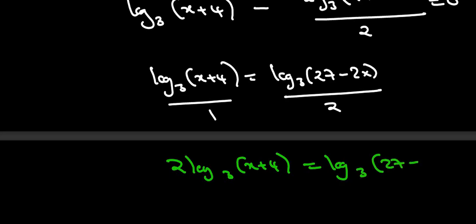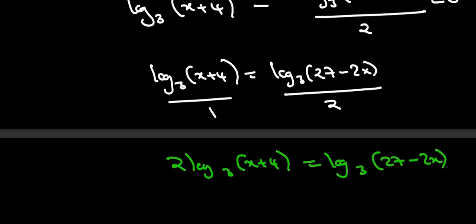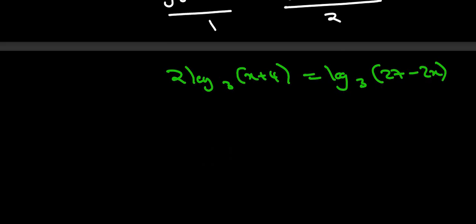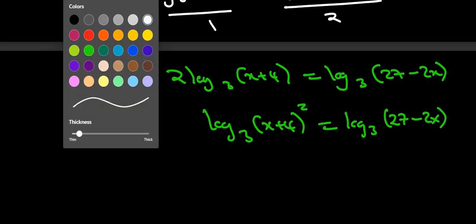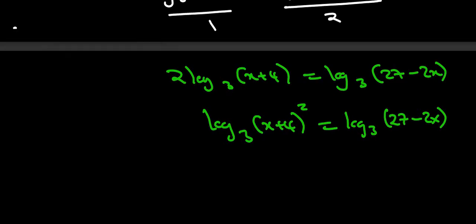Then we have 27 minus 2x. This is now going to give us, we can take the 2 on the other side, it becomes the power. We have log 3 (x plus 4) to the power 2 is equal to log 3 (27 minus 2x). Now it will be incorrect for us to say that the two guys are going to cancel. This guy and this guy is cancelling. It will be mathematically incorrect to say that. So the best thing we can do is to bring them close to each other.